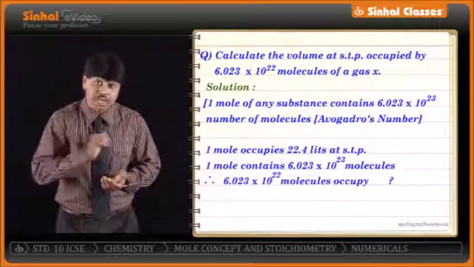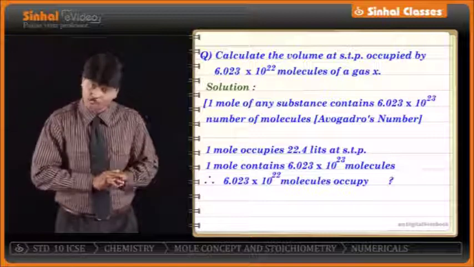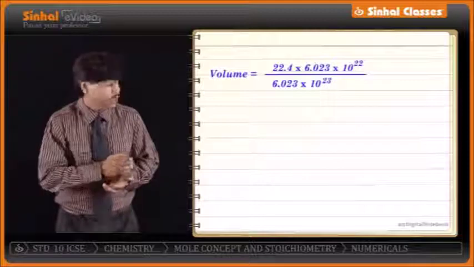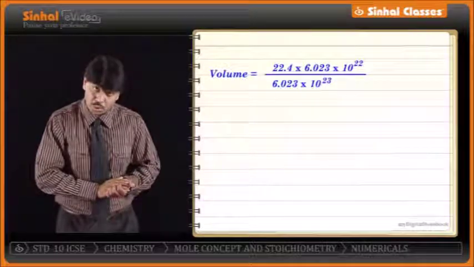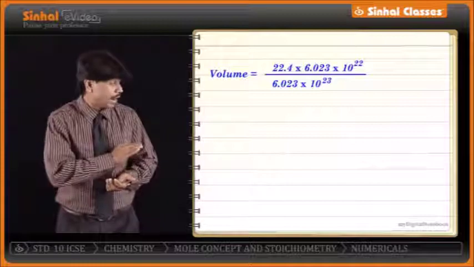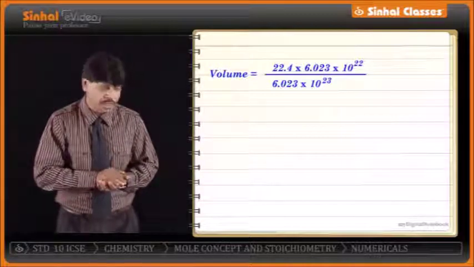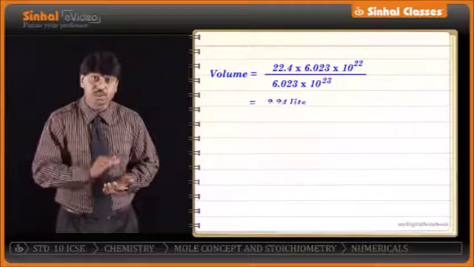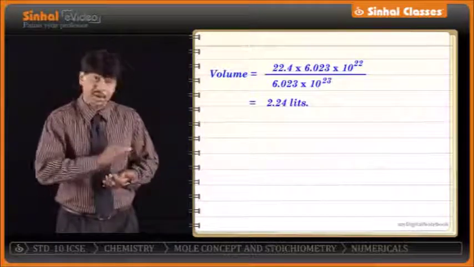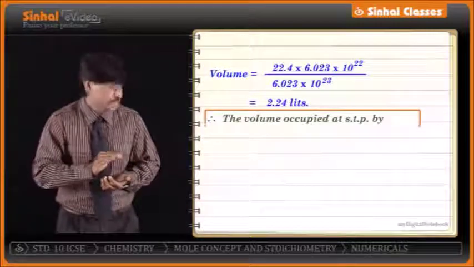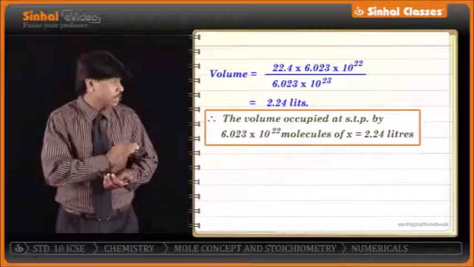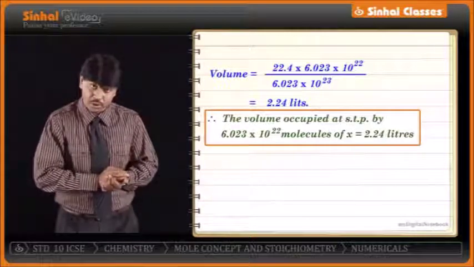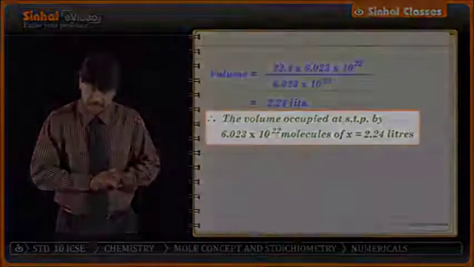Therefore 6.023 × 10^22 molecules will have how much volume? Cross multiply it. You will get 22.4 × 6.023 × 10^22 divided by 6.023 × 10^23, and that will be 2.24 liters. Therefore, the volume occupied by X gas at STP by 6.023 × 10^22 molecules of that gas is equal to 2.24 liters.